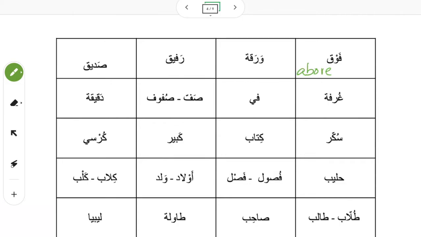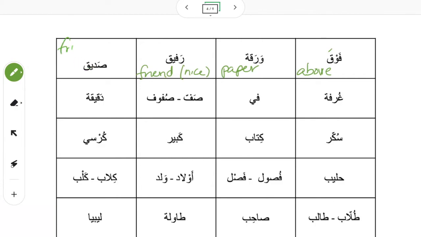Okay, then we had فوق, which is above, and sometimes it's pronounced with fatha, فوق. ورقة, paper. It will always have ta marbuta because it's an inanimate object. رفيق is a friend. Remember the types of friends we did. So this one is a nice friend. And of course, you could make it feminine, رفيقة, if it was female.